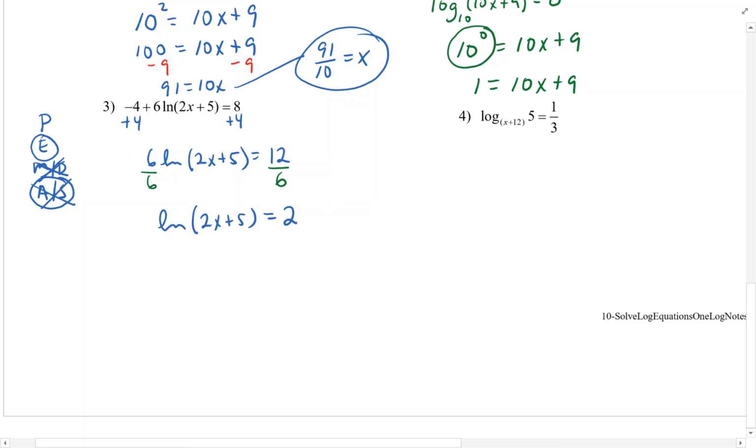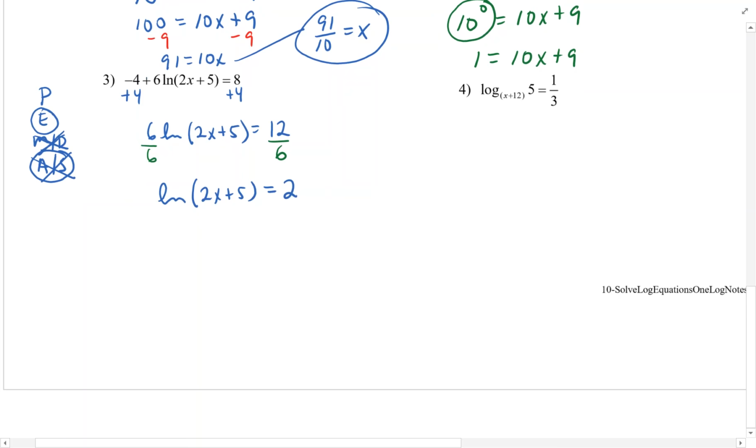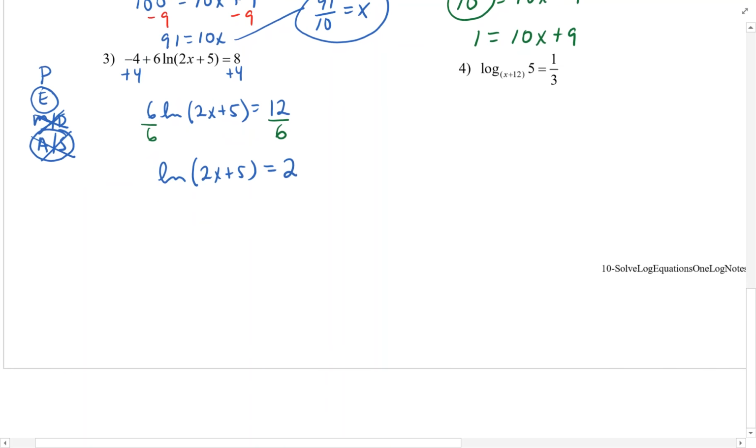So now we're going to look at exponents. Again, we're going to rewrite all logs using powers. So when we look at the natural log, ln, we just have to think about what's the base of the natural log. And the base of the natural log is log base e. So this ln is the same thing as log base e of 2x plus 5 equals 2. So we're going to rewrite that with that log base e right there.